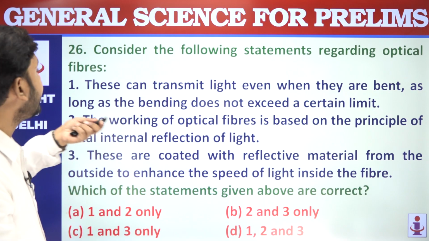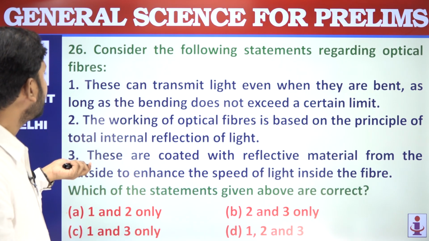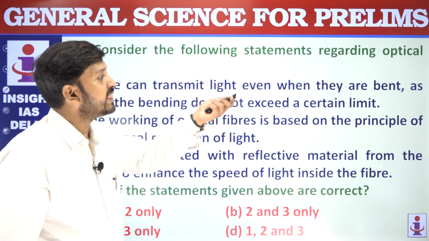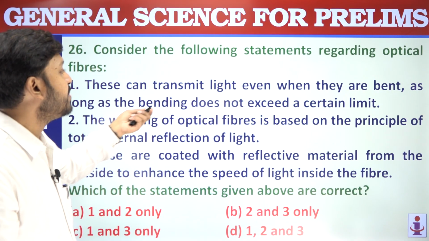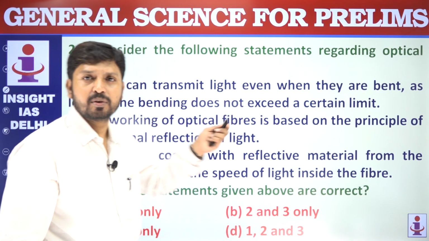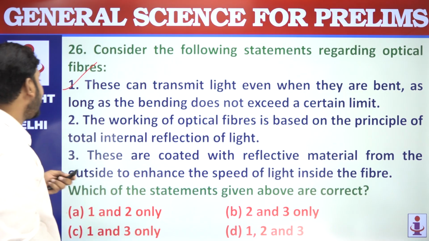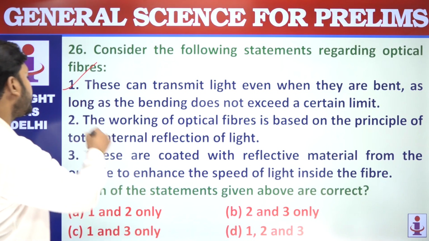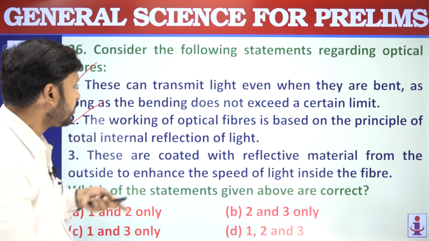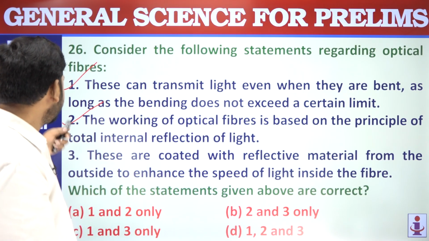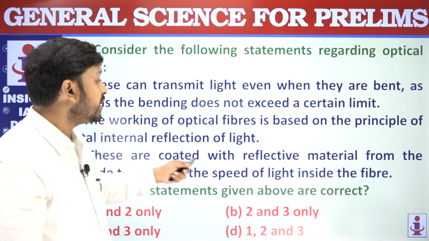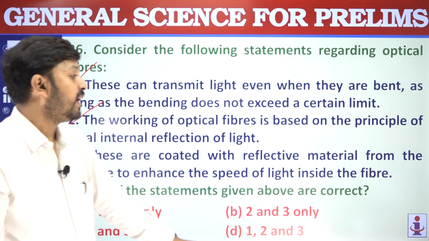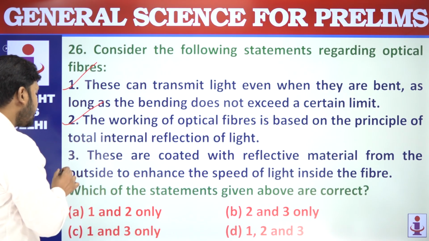Consider the following statements regarding optical fibers. Let's read this one. These can transmit light even when they are bent, as long as the bending does not exceed a certain limit. This is the general statement and is right. The working of optical fiber is based on the principle of total internal reflection. This is also right. I'll discuss this one with a picture. Let's read the third statement. These are coated with refractive material from the outside to enhance the speed of light inside the fiber. This is the wrong statement.